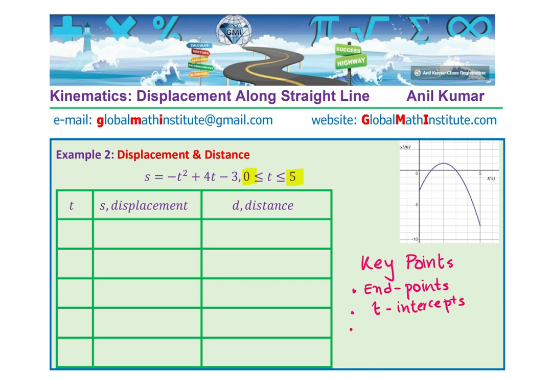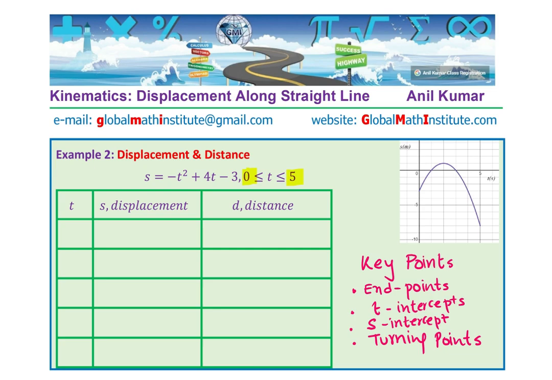Also the displacement intercept, or you can say y-intercept. So I'll write s-intercept. And turning points. So at turning points on the displacement time graph, the velocity is 0, the direction changes, right? So these are the key points.